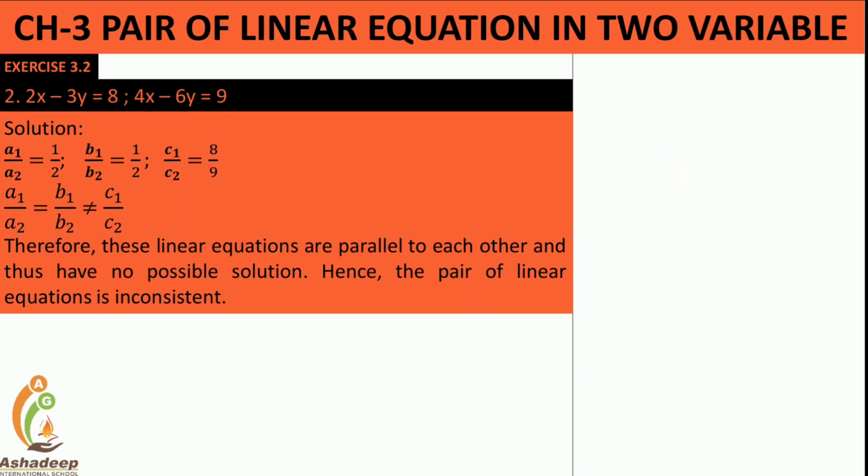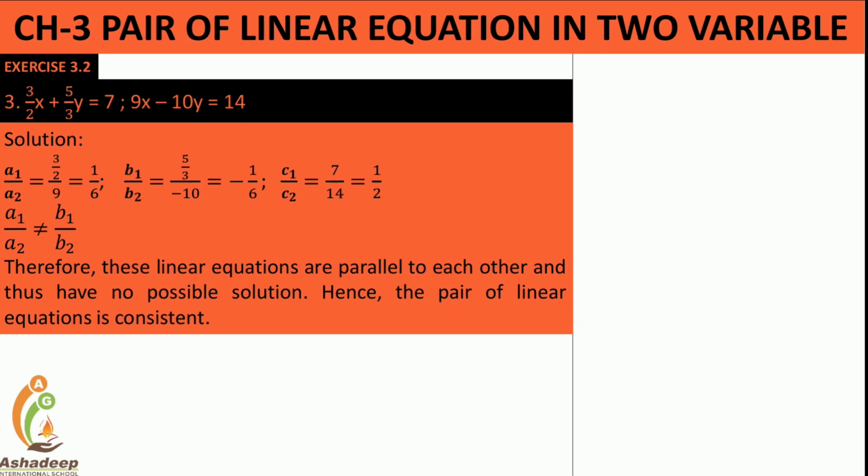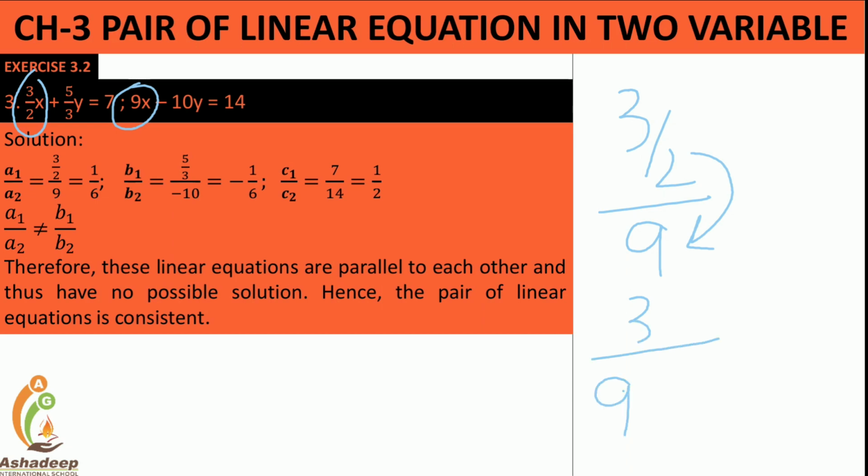Now let's move ahead with another sum. So what is the value of a1? That is 3 by 2, divided by a2, which is 9. Now the denominator of the fraction goes into the denominator. So it is 3 divided by 9 into 2. So 3 and 3 cancel. What is the answer? The answer is 1 upon 6.